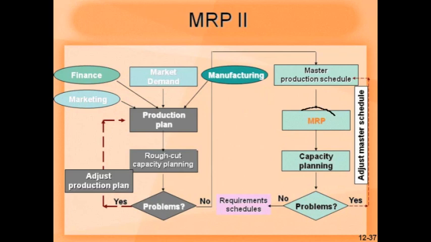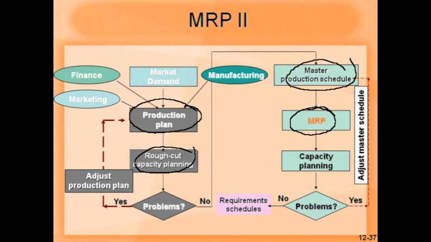You can see here MRP is at the heart of the whole process. Finance, marketing, market demand, and manufacturing all collaborate and develop what is called a production plan. Then there is rough cut capacity planning, and if there are problems, it goes through a number of iterations. If there's no problem, it moves on to the master production schedule, which sends the input to MRP. Then it goes to capacity planning, and if there are problems, again there is iteration within this loop. Otherwise, it goes to the requirement schedule. So you can see MRP2, manufacturing resource planning, is much more expanded than MRP.